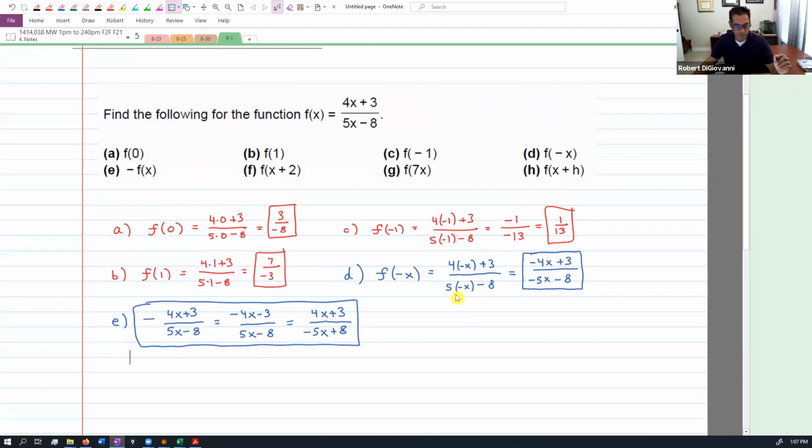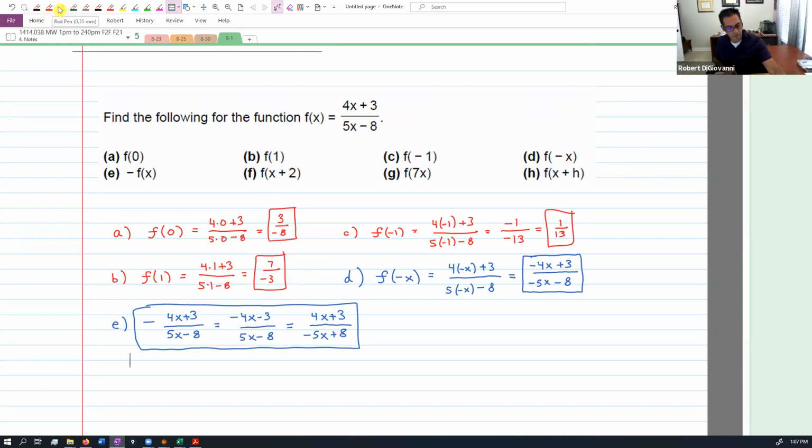Okay, how about F? F is where things start getting interesting. So when I have F, I'm going to try and plug x plus 2 into the function. And that means I'm replacing, right? Everywhere I see an x gets replaced with the entire expression x plus 2, which means when I plug it in, I'm going to need to put it in parentheses. So 4 times x plus 2 and plus 3, and then 5 times x plus 2, and then minus 8.